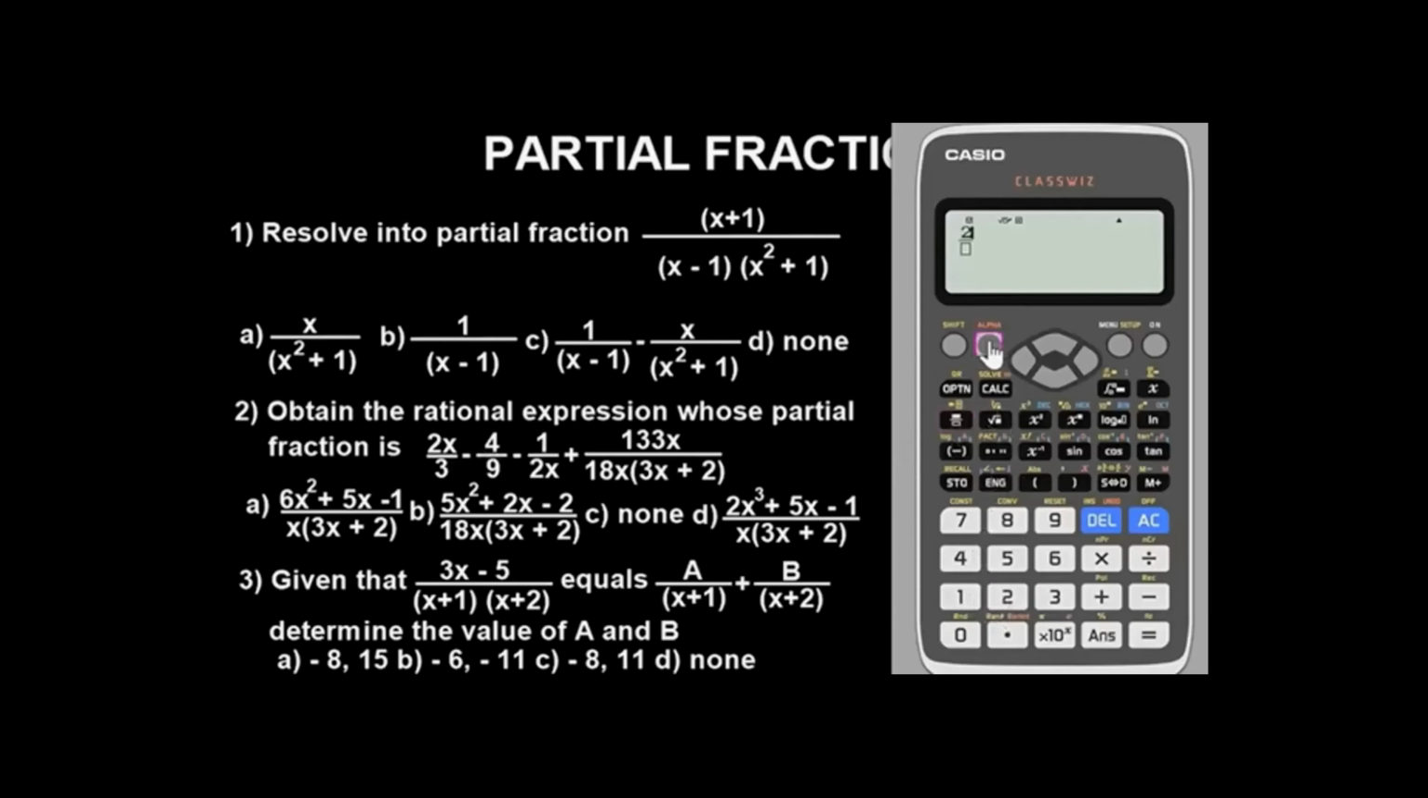We have 2x alpha x over 3, minus the fraction 4/9, minus the fraction 1/2x alpha x, plus another fraction, 1/3 x alpha x over, we have denominator 18x, in brackets we have 3x alpha x plus 2, close the brackets.